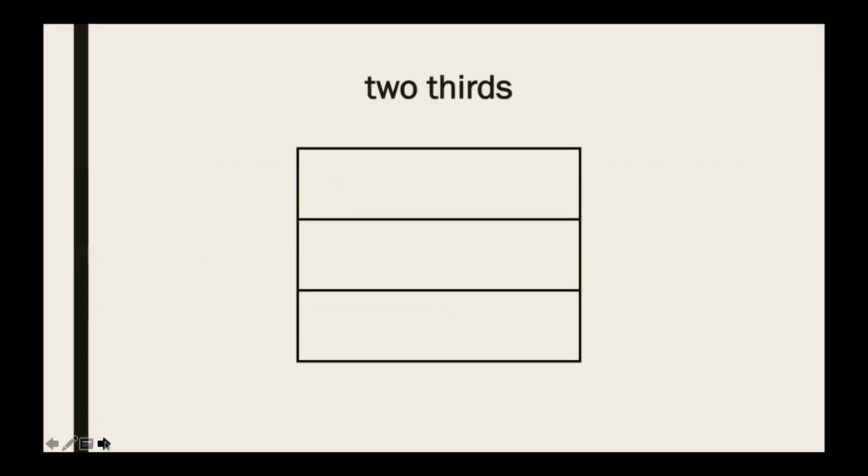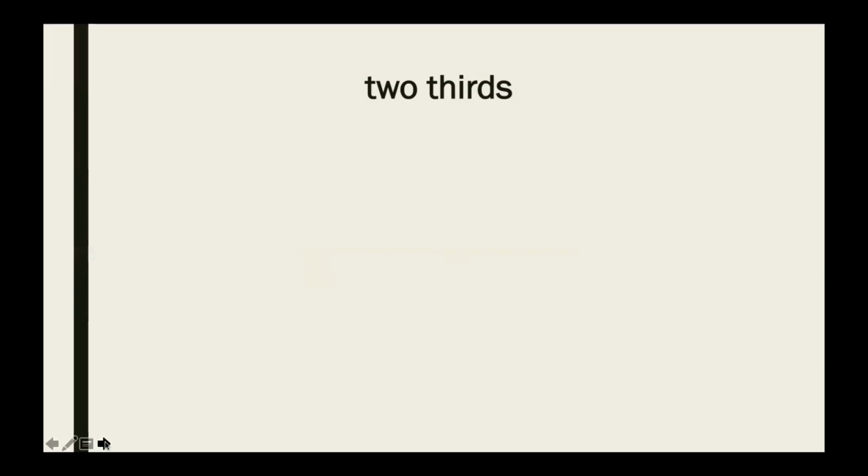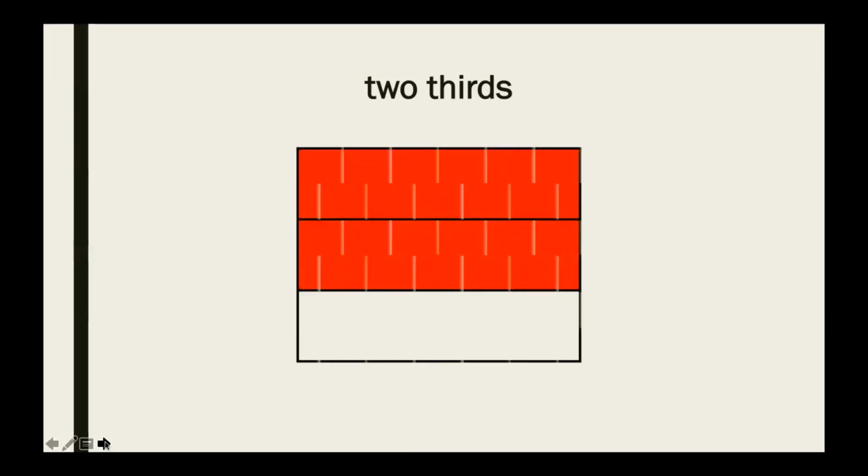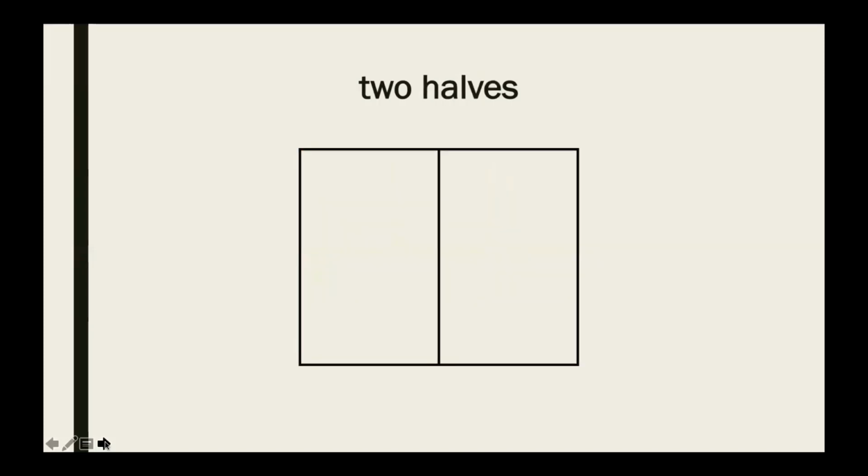Can you read this fraction? 2/3. Thirds being the denominator because this bar has been divided into 3 parts. 1, 2, 3. 2 being my numerator, so I have to shade 2 parts of this whole. Can you do it? Yes, you did it. You've shaded 2 parts of this whole. Let's try another one.